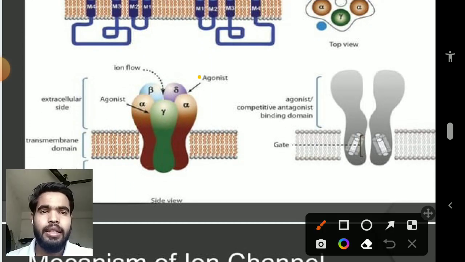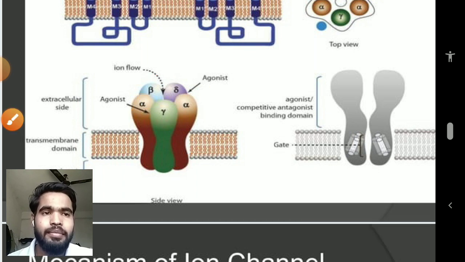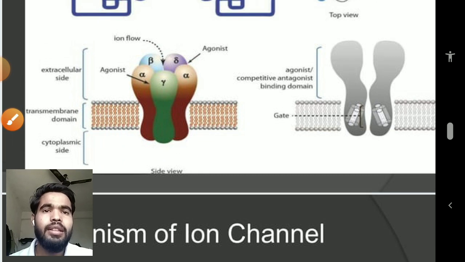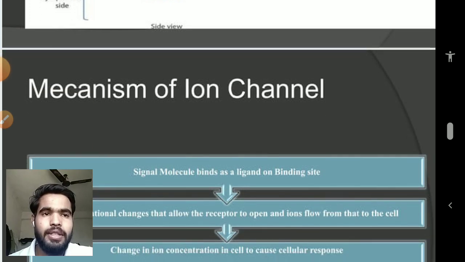As said, this is an ion channel, a ligand-gated ion channel made up of a pentameric structure: 2 alpha subunits, 1 beta, 1 gamma and 1 delta subunit, which is embedded within the cell membrane. Whenever the ligand binds on the binding site present on a receptor, it gets activated and the ion channel opens and the influx of the ions takes place.